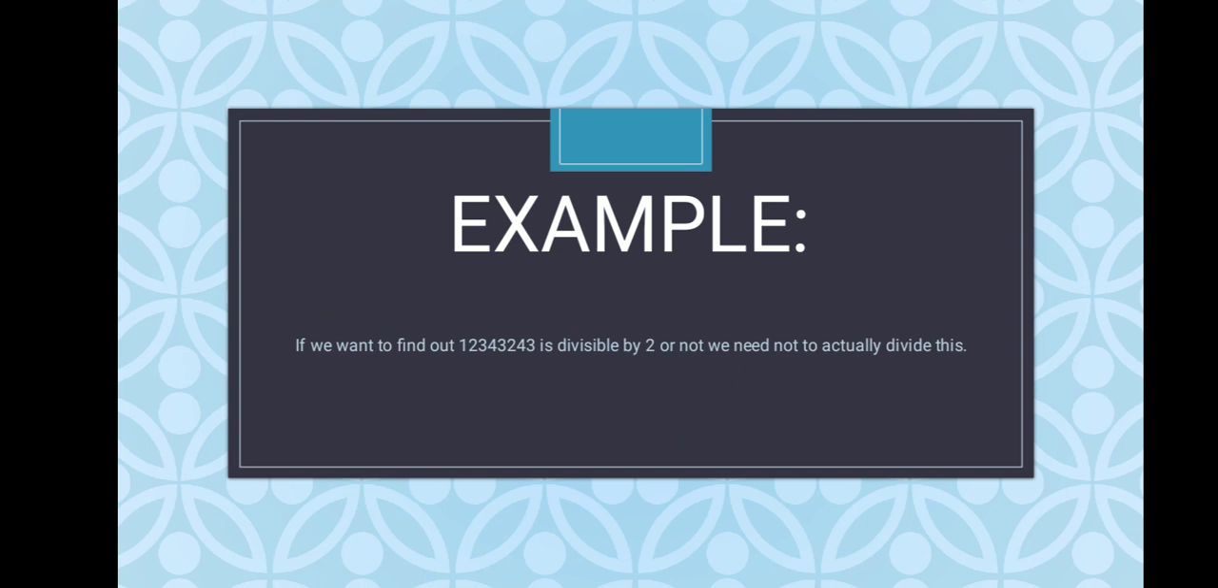For example, if we have a number 12343243 and we have to find if this number is divisible by 2 or not, we do not need to divide it. If we know the divisibility rule of 2, we can find how our answer would come.